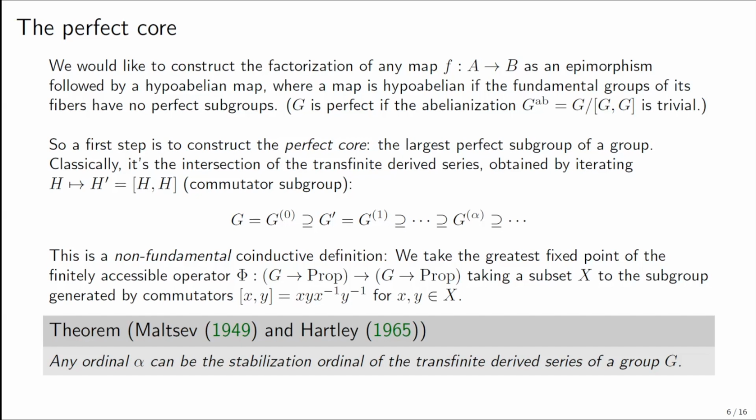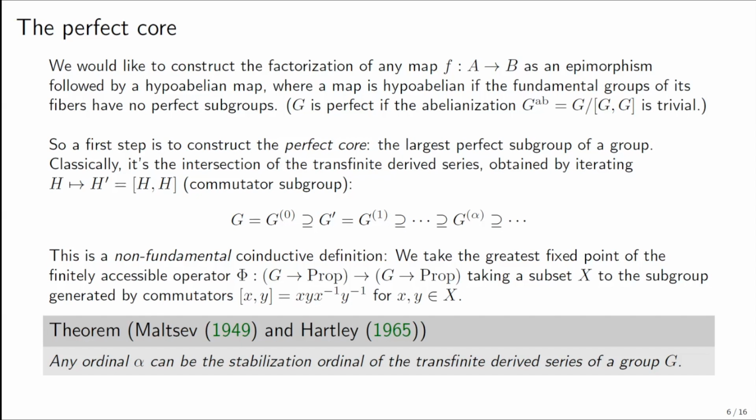So if we want to construct this factorization, we need to construct, first of all, the perfect core of a group. We can first take a connected cover because we're looking for something acyclic, so we must have something connected. We have a connected type, and then its fundamental group might not be perfect, but we want to mod out by its perfect core.